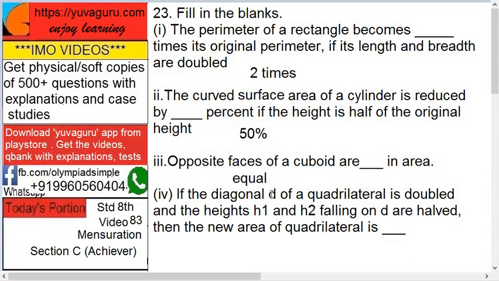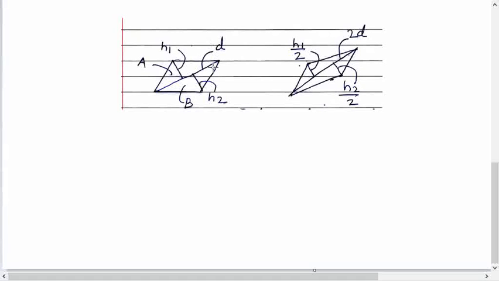Next, if a diagonal D of a quadrilateral is doubled and the heights h1 and h2 falling on D are halved, then the area of the new quadrilateral is, means what? See, this is any quadrilateral. We don't know what it is. It can be a square, rectangle, trapezium, anything. We don't know. So, any quadrilateral.